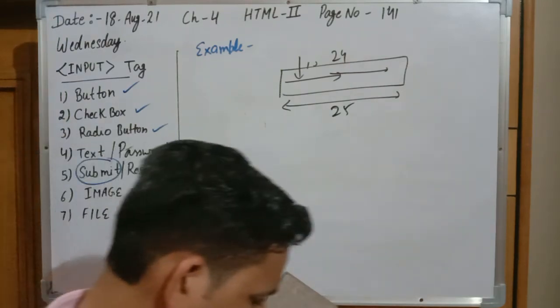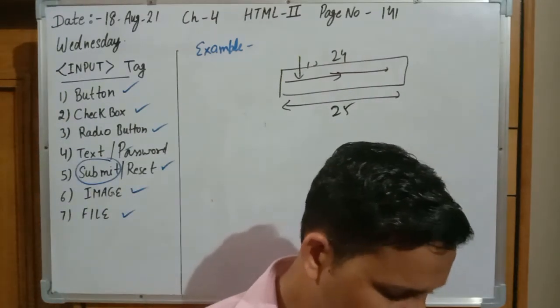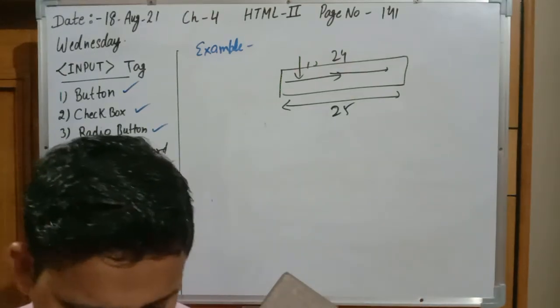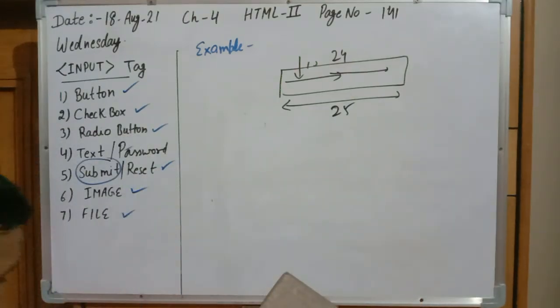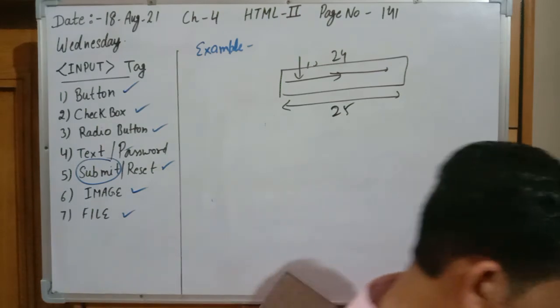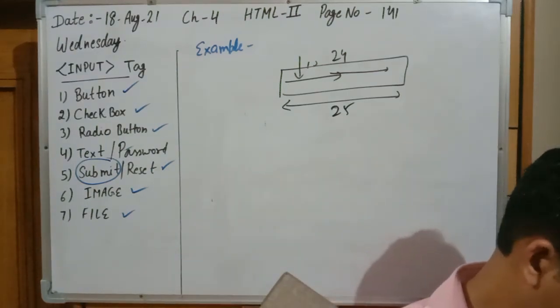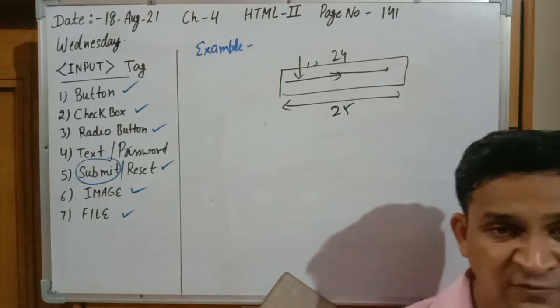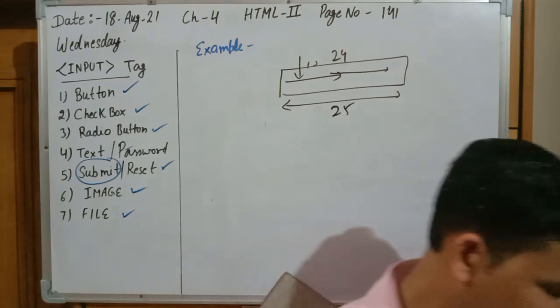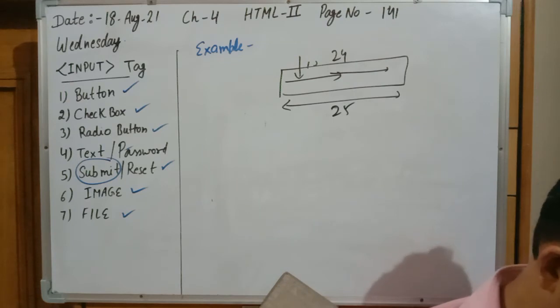Next they have given a 2-line break. Afterward they have written last name, input type is equal to text, name is last, and size is 35 and max length is equal to 34. So here they have designed 2 text boxes. One is for first name, second is for last name, and one submit button they have taken, that is input type is equal to submit.